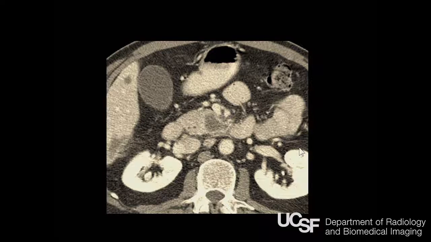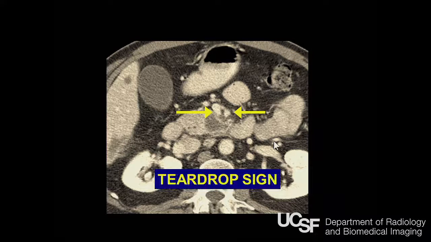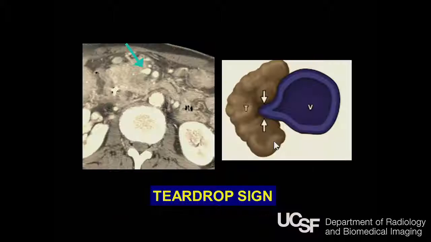Now, there's a sign that you should know about called the teardrop sign, and this is where you have tethering of either the SMA or the SMV by the mass, and this is considered to be another sign of unresectability. Now, this tethering can be posteriorly, but can also be laterally. So here's a nice demonstration of the teardrop sign involving the SMV, but tethering it, you can see laterally.